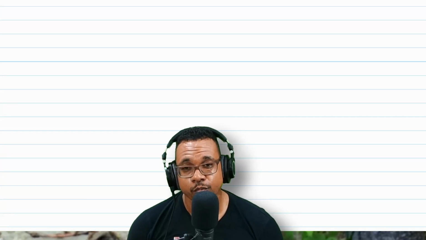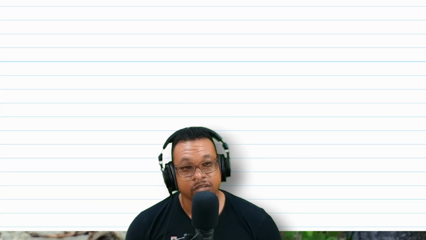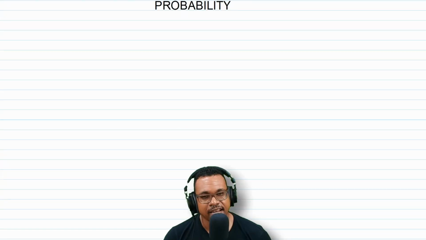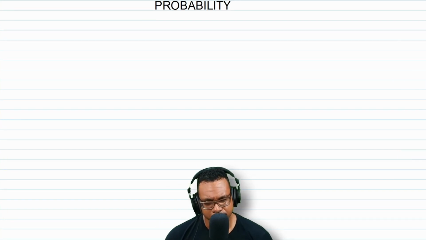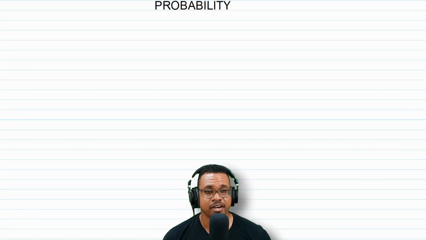In this video, we're going to look at probability. Now, the probability of an event lies between 1 and 0. So a probability of 1 means that the event will happen, and a probability of 0 means that the event will not happen. So if you think about it, between 0 and 1 would be fractions.